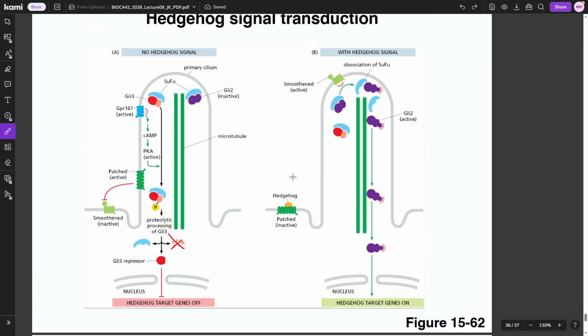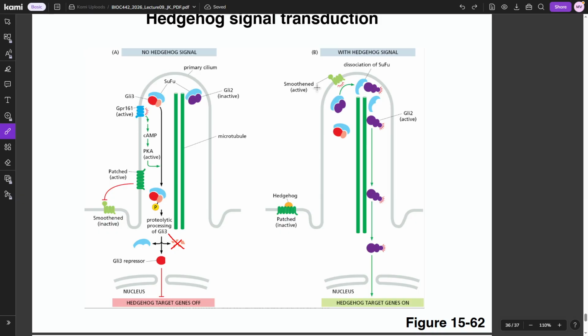When Hedgehog is present, Hedgehog binds to patched, and normally patched is active without Hedgehog, and patched has the activity of inhibiting smoothened. But now, when Hedgehog is bound to patched, it's actually inactive. And because patched is inactive, it's no longer inhibiting smoothened, so smoothened is now active.